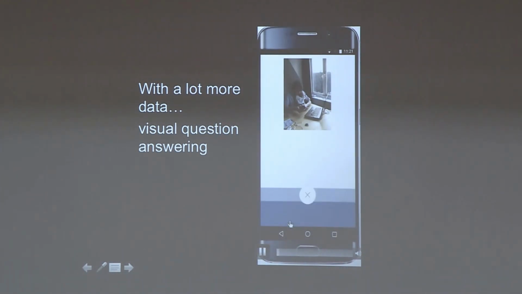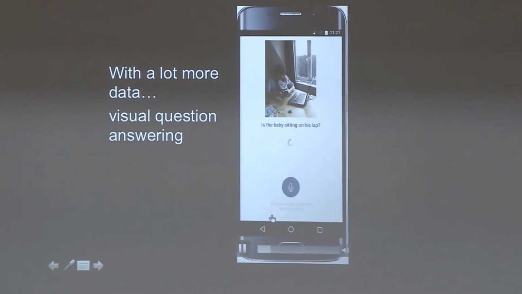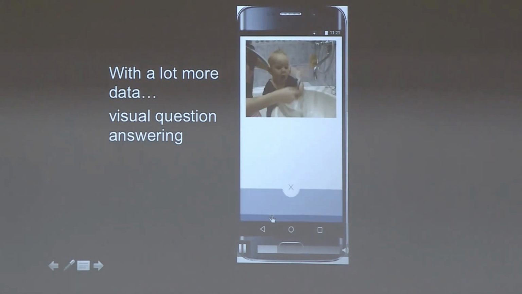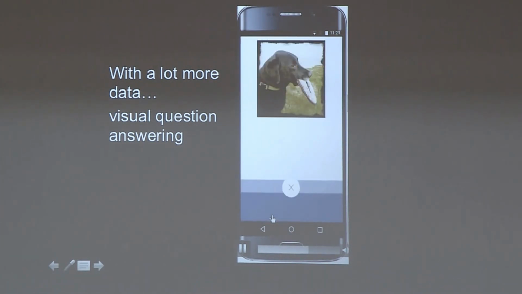So, is there a baby? Yes. What is the man doing? Typing. Is the baby sitting on his lap? Yes. So the computer is answering questions by looking at the image. Is there a baby in the photo? Yes. Where is the baby standing? Bathroom. What is the baby doing? Brushing teeth. What game is being played? Soccer. What game is the dog playing?